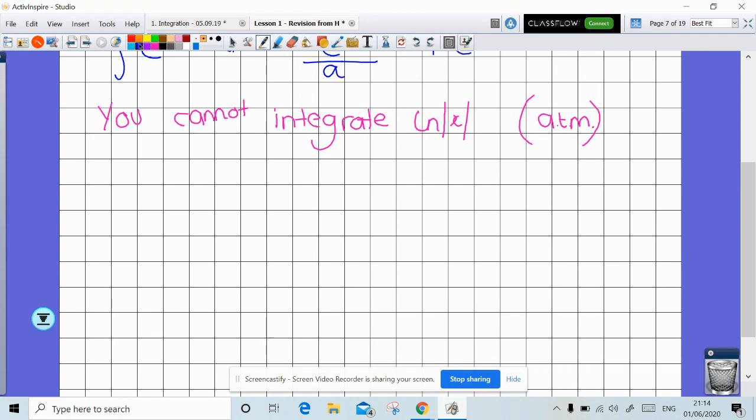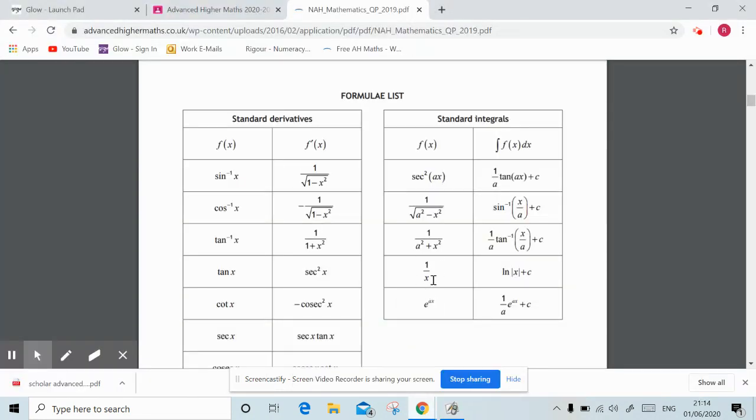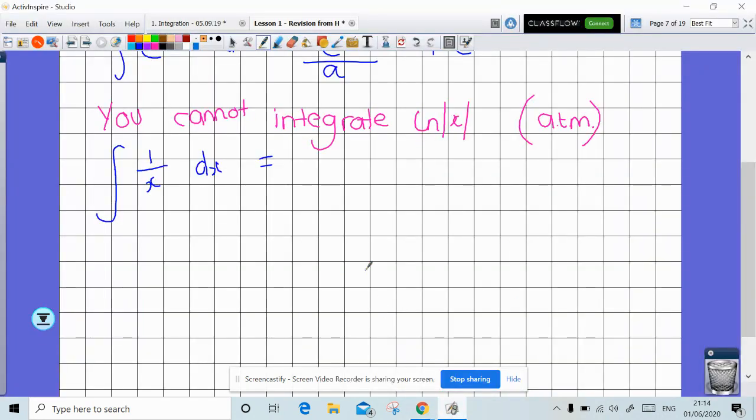But one thing that you can do is, if you've got the integral of 1 over x dx, now this is actually in your formula sheet. So what we do is go back to the formula sheet. If you look here, if you've got 1 over x, the integral of that gives you ln x, which makes sense because if you were to differentiate ln x, you put 1 over the bracket and multiply by the derivative of that, which gives you 1 over x. Okay, so this is going to be ln x plus c. Okay, so that's a straightforward one.